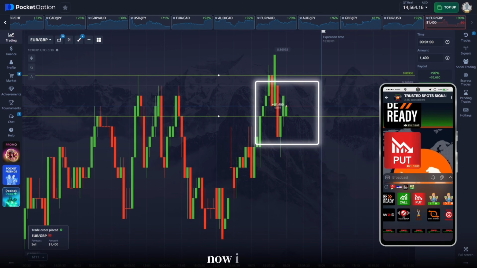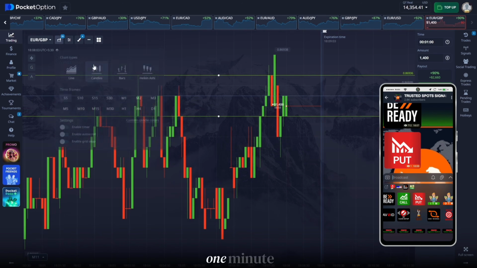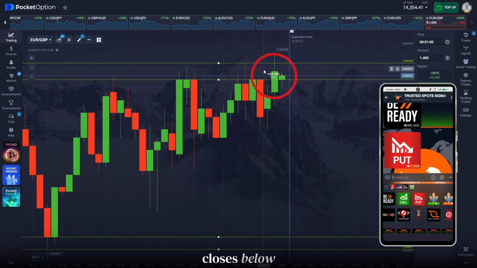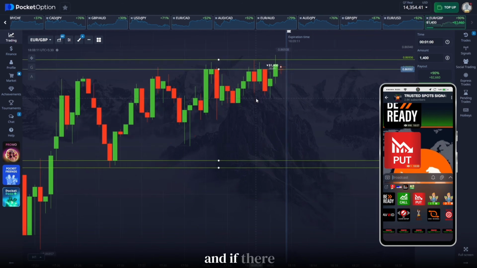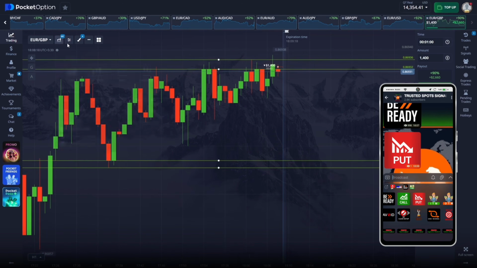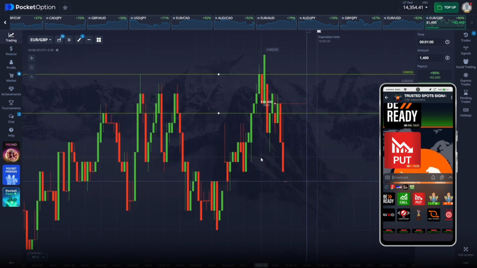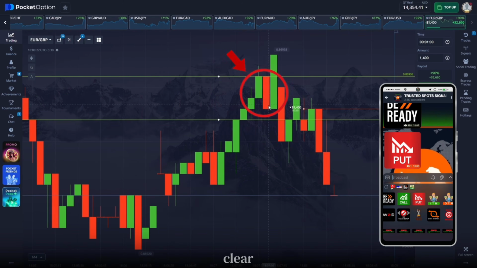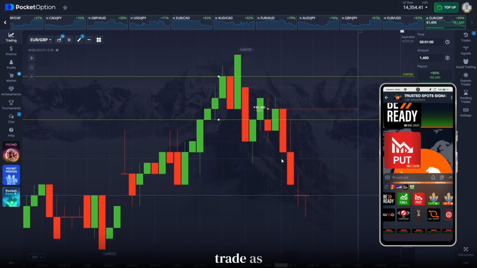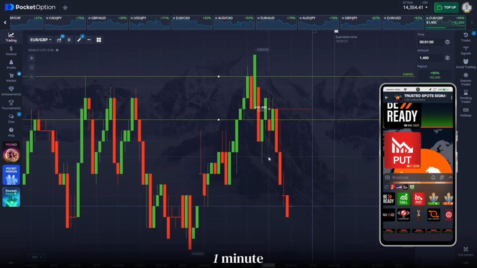Okay, now I have placed my trade because the 1 minute candle closes. You can see this 1 minute candle closes below the resistance without a breakout, and if there is no breakout, the price should reverse. To place a reversal trade, I need confirmation on the 5-second chart, and on the 5-second chart we have this clear confirmation, and I got the opportunity to place the trade at the very level, so I instantly placed the trade as soon as the 1 minute candle closed.